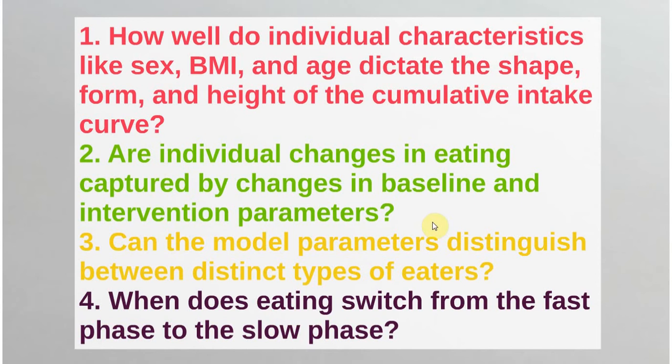For example, I had mentioned earlier that Kiselov had shown that the parameters in the models differed in individuals who had eating disorders. So could I do the same here with these parameters? Do they tell us something different when someone's a restrained eater versus an unrestrained eater? And finally, the most important thing is that we actually can tell you when the eating switches from fast phase to slow phase. So when does that happen?